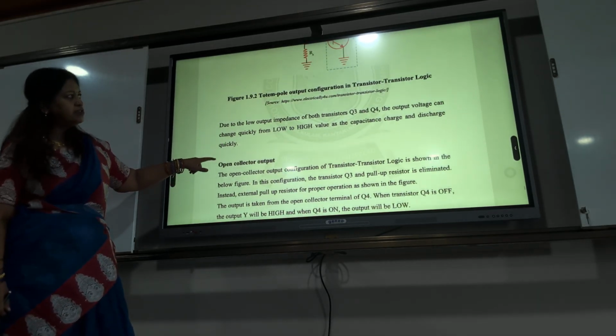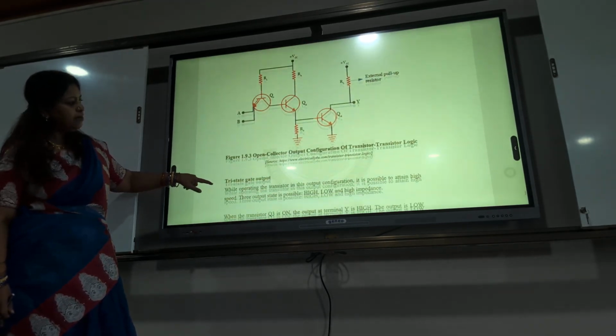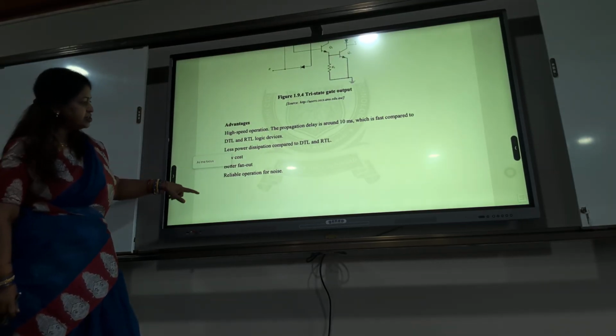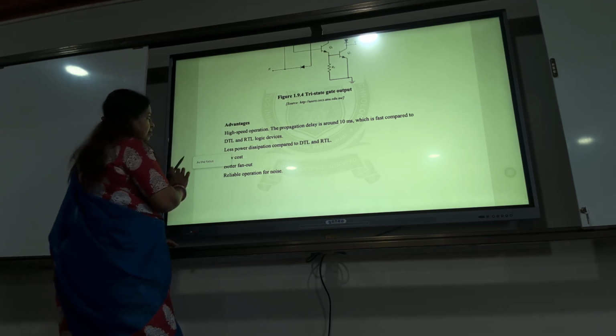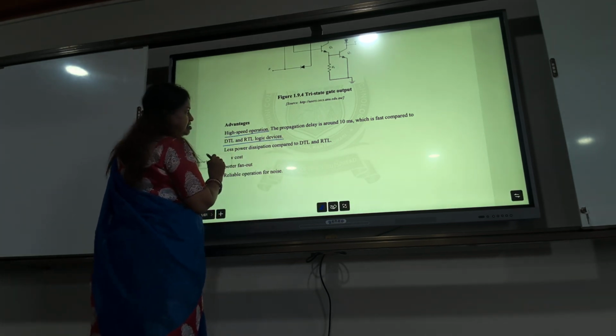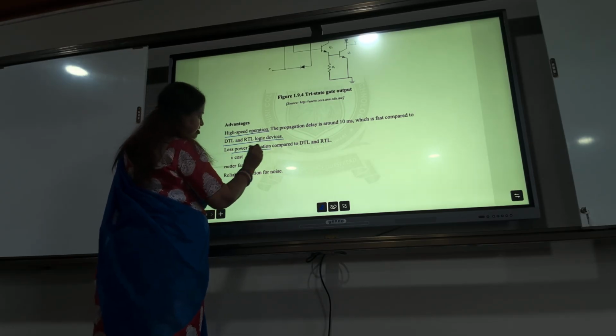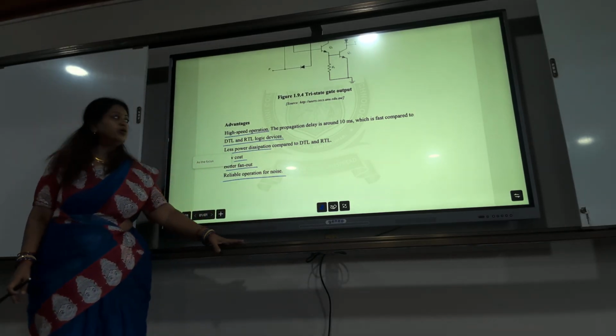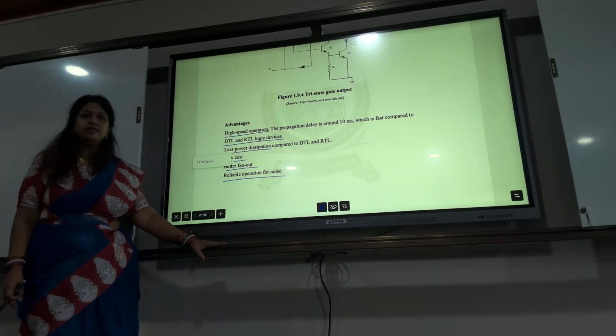So these are all things which we have seen: totem pole, open collector, tri-state. The advantages of tri-state are high speed operation, use in TTL and RTL logic devices, less power dissipation, low cost, better fan-out, and reliable operation with noise. These are all about tri-state.